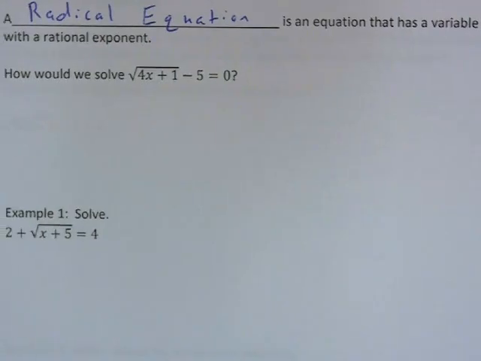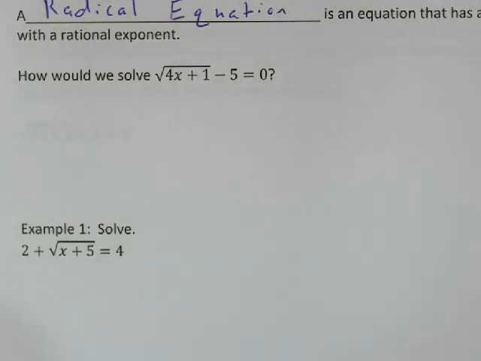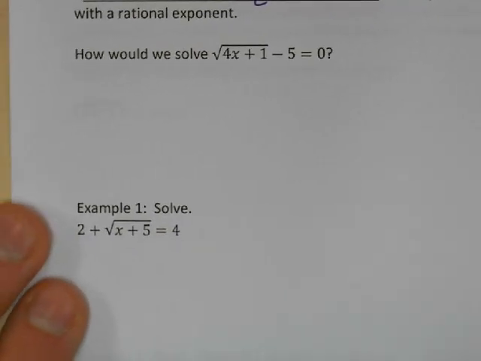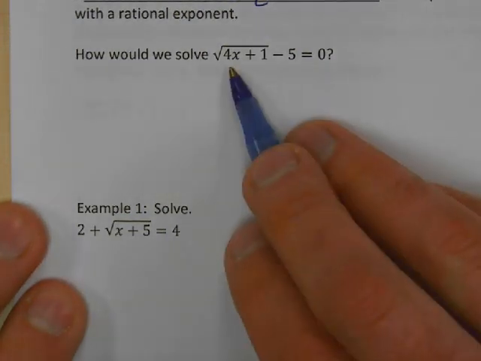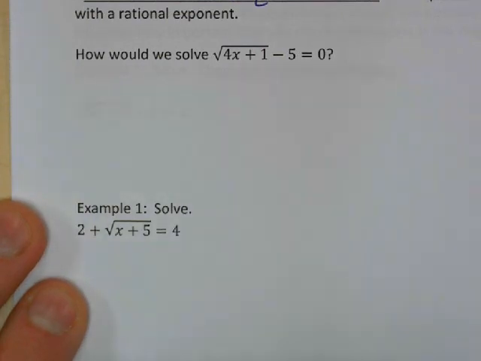How would we solve, for example, the square root of 4x plus 1 minus 5 equals 0. When you're solving an equation, most of the time you can think of it this way: what would you do if you plugged in a number for x? If I plugged in a number like 2, it doesn't matter what it is, what would I do to that number? So what would I do first?